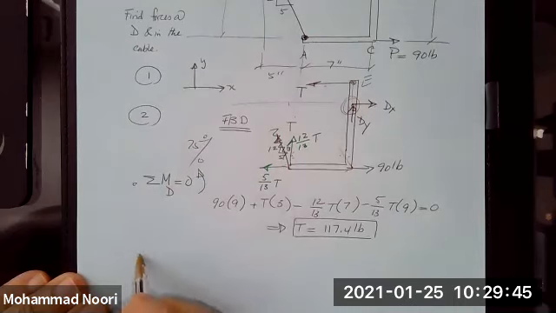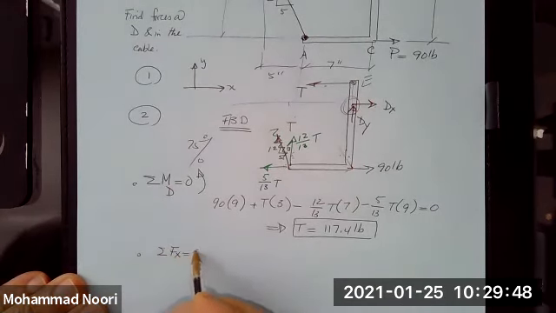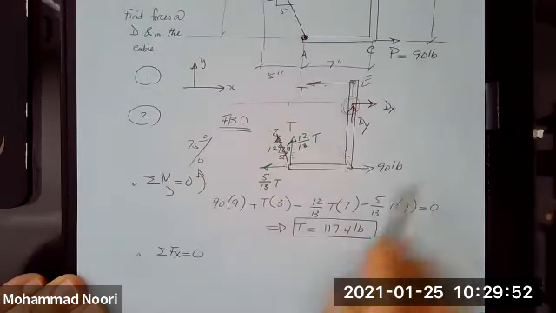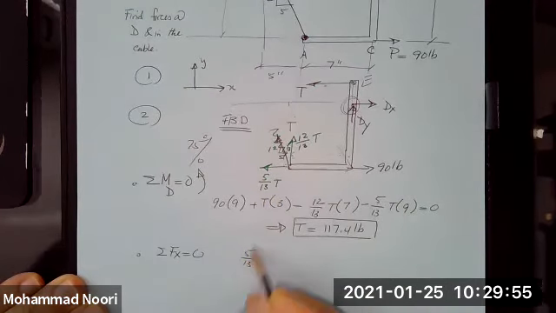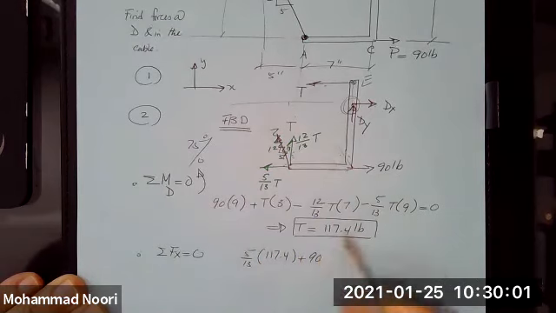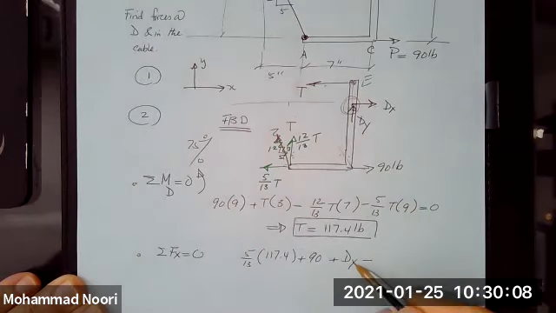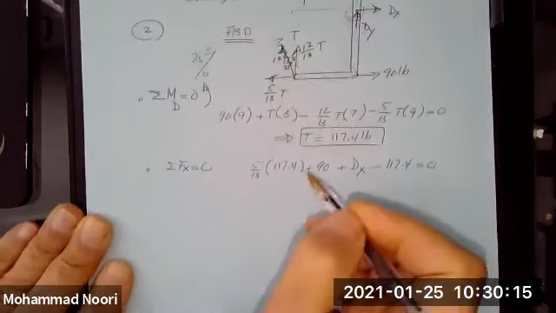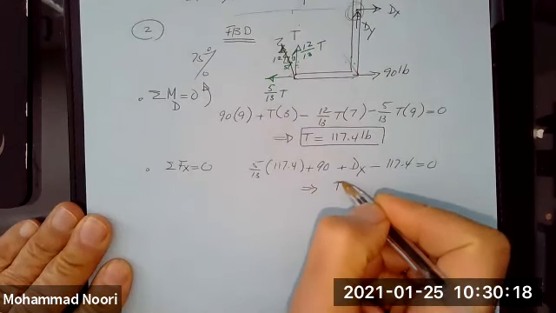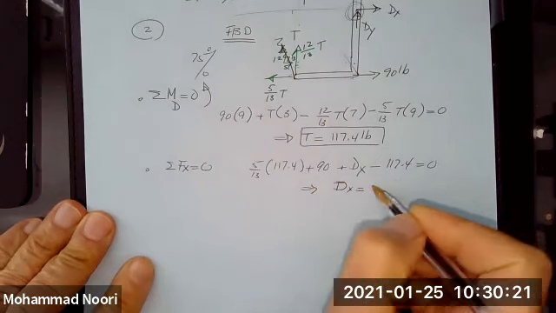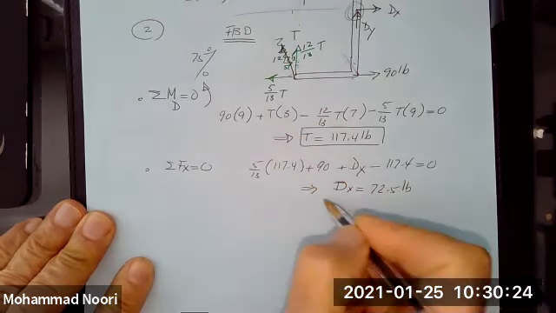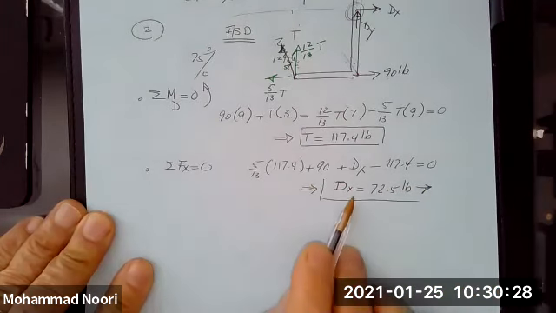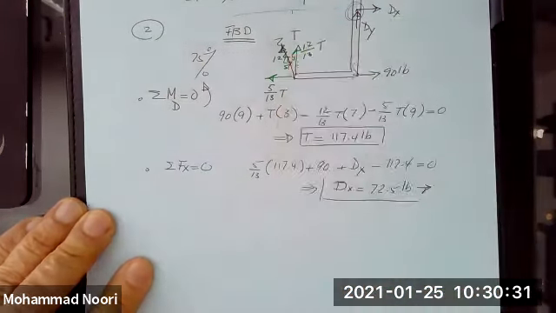If not, let's go with the second equation of equilibrium, summation of forces along X. So you have 5 over 13 times this force, the 90-pound force, dx, and this force T, which is 117.4, equal to 0. If you solve that equation, you see dx comes out to be positive 72.5 pounds. And the end result is positive, that means the assumed direction is correct.